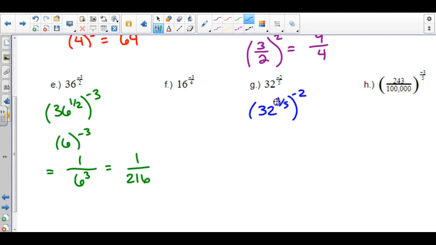And this is really asking, what is the 5th root of 32, which is 2. If I were to do 2 times 2 times 2 times 2 times 2, I would get to 32. And then I can bring this negative 2 down on the outside, use the same rule as I did for part E here, where I'm going to rewrite this as 1 over, and then that is 2 to the positive 2, which is really 1 over 4.